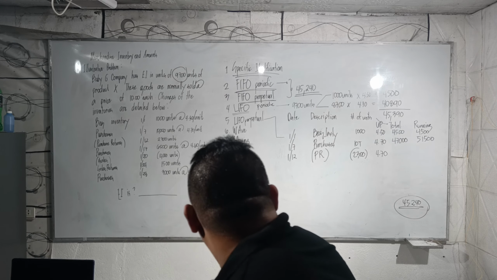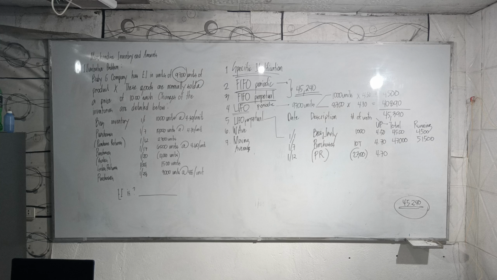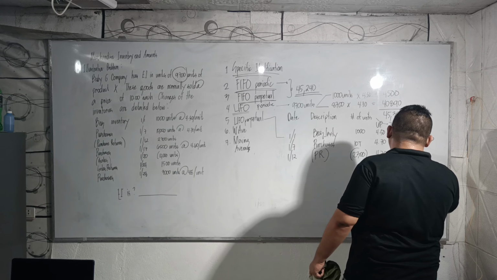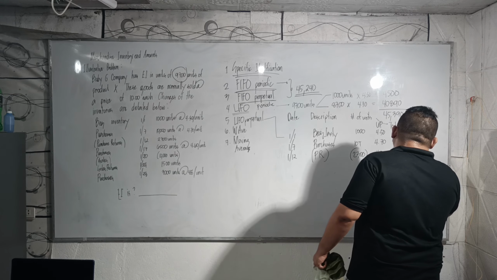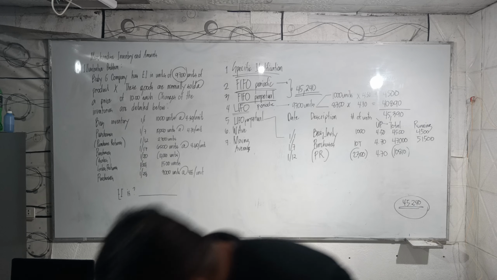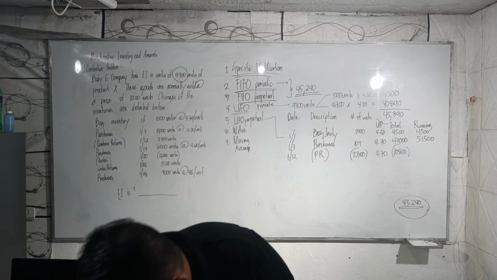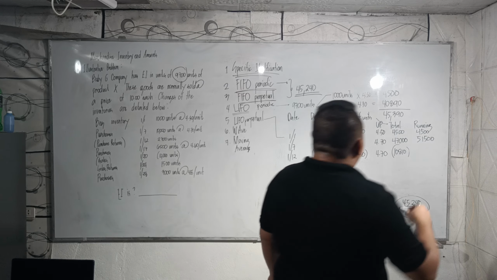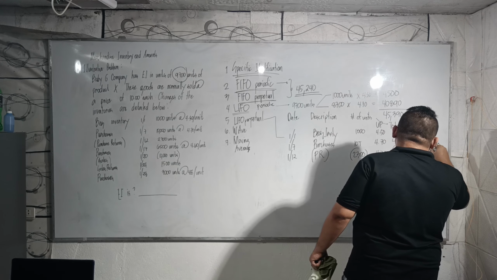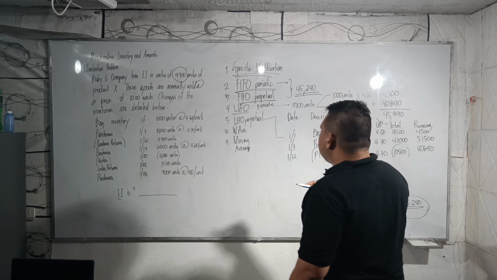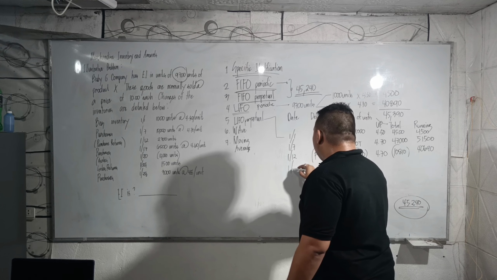So 2,300 times 4.70 equals 10,810. And the running balance will become 51,500 minus 10,810, which is 40,690. Okay?